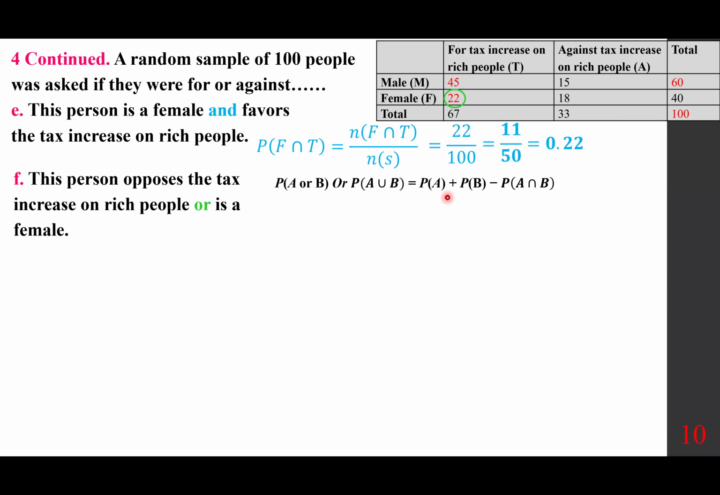So for this case, we're going to write probability of A union F as N of A plus N of F minus N of A intersection F over N of S. We can put them into three different fractions or one fraction. So what is N of A? Let's find the A group. This is 33. N of F, the F group, is 40. And we're going to subtract the 18. Let me show you why we do that. If we look at the A group, it is this one.